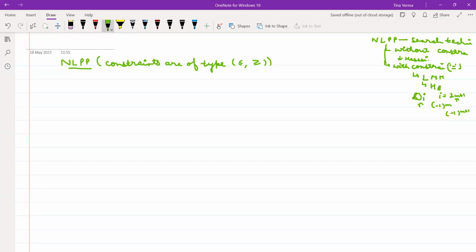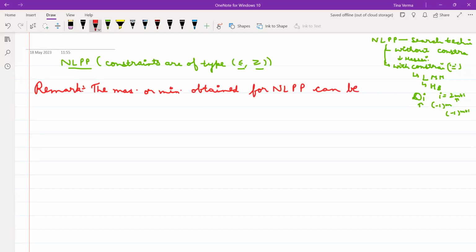In today's class, we are going to discuss when we have constraints either of less than type or greater than equal to type. So the first remark that I want to tell you: since we are considering the NLPP in this case, the maximum or minimum obtained for NLPP can be local instead of global. You must have heard this word local and global.